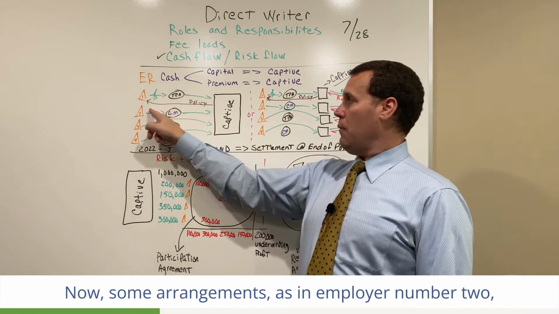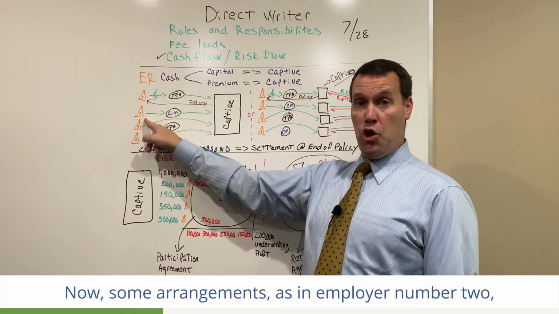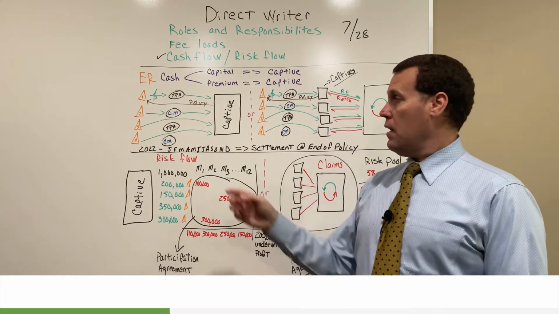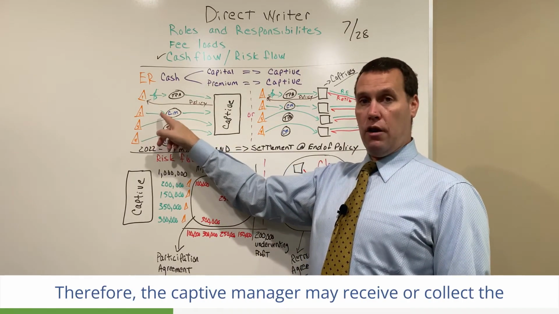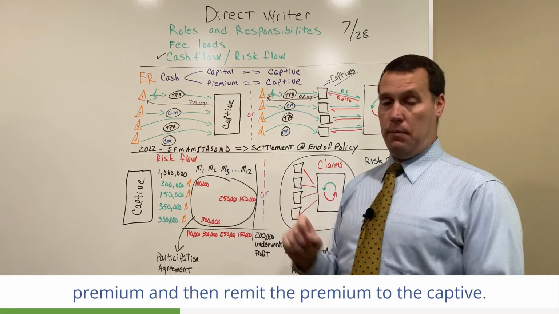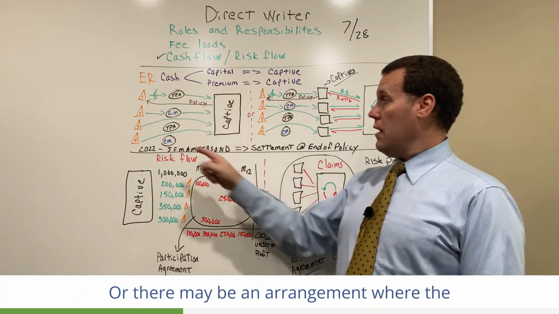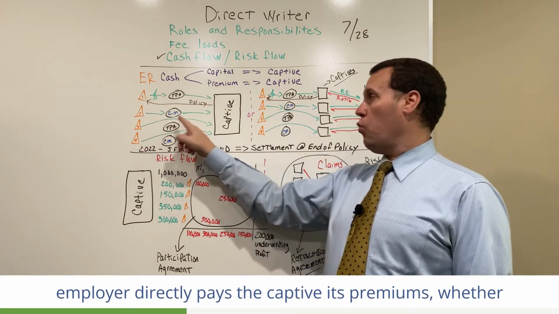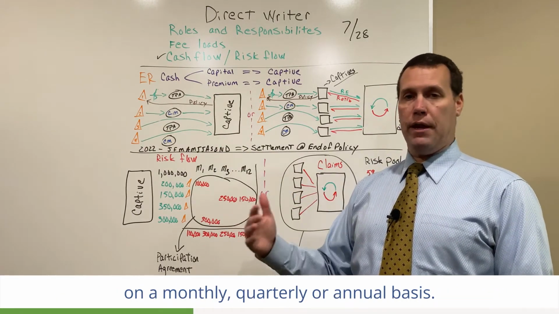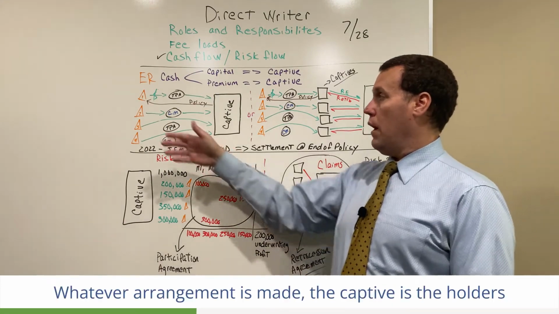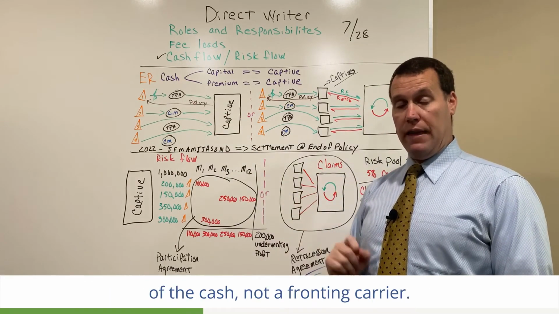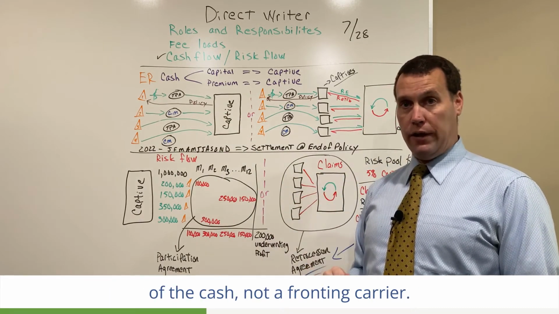Now, some arrangements, as in employer number 2, the captive manager can serve as an administrator. Therefore, the captive manager may receive or collect the premium and then remit the premium to the captive. Or there may be an arrangement where the employer directly pays the captive its premiums, whether on a monthly, quarterly, or annual basis. Whatever arrangement is made, the captive is the holder of the cash, not a fronting carrier.